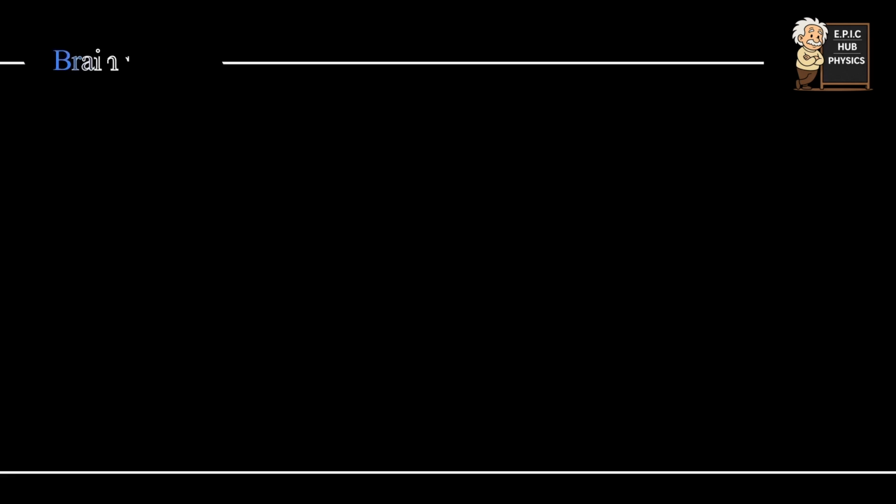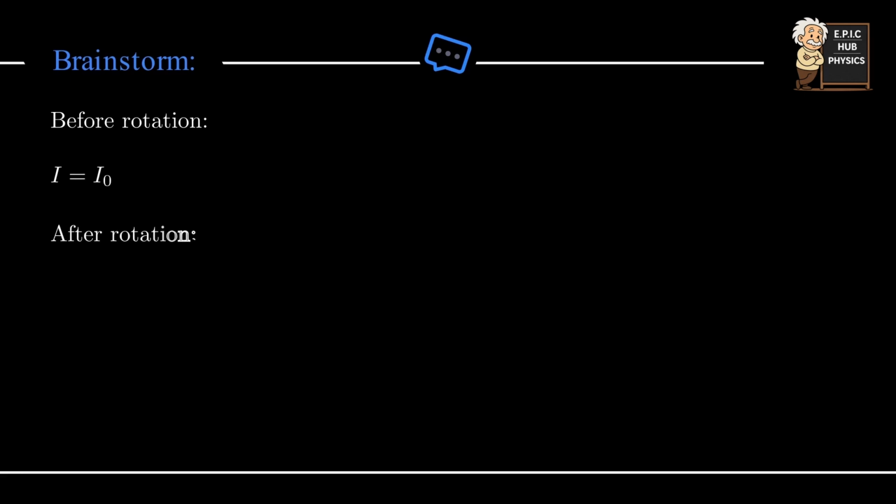Let's get into the solution. Before rotation, the filter's axis is aligned with the light, so all the light passes through. Therefore, the transmitted intensity is I0. After rotating the filter, the transmitted intensity drops to 80% of I0, which is 0.80 I0.